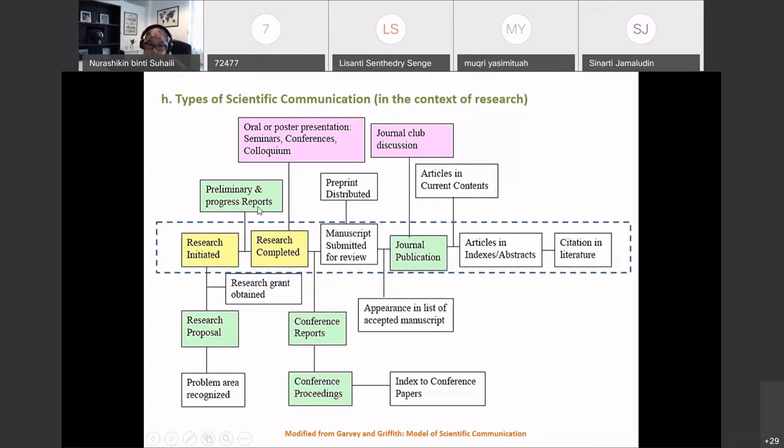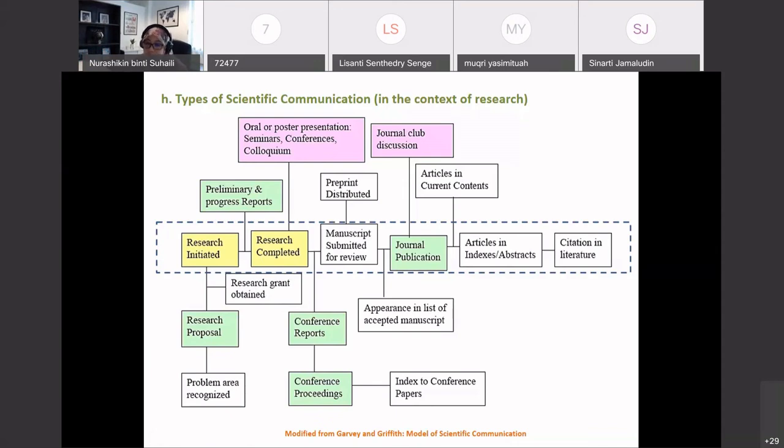Okay, progress report. So once you complete the research, I forgot to mention about research run obtained here. Okay, this one is not for you actually. This is for scientists, independent scientists like us, the lecturers. And whenever we want to do research, we need grant.